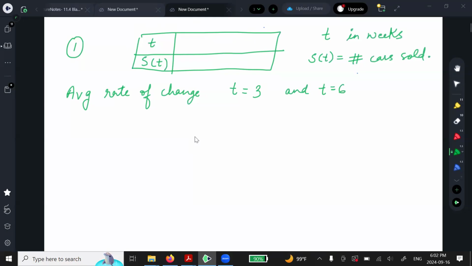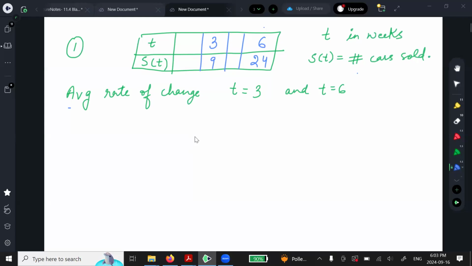Now, for questions like this, if you see a question like this in the exam, you should be happy. This table or a graph, you don't have to plug values in. The function value is given to you, right? If you go to the table, what is the number of cars sold for week 3? 9, good job. What is the number of cars sold for week 6?